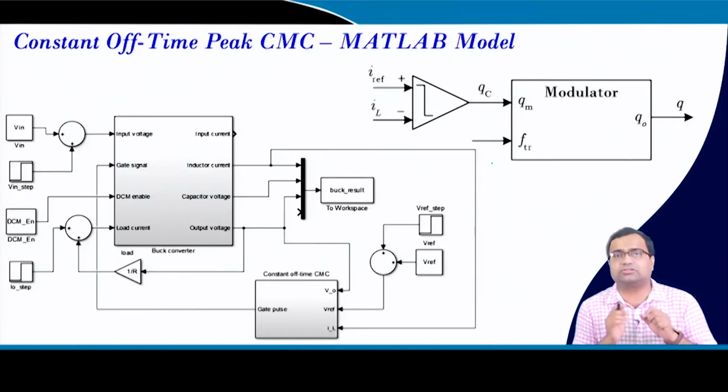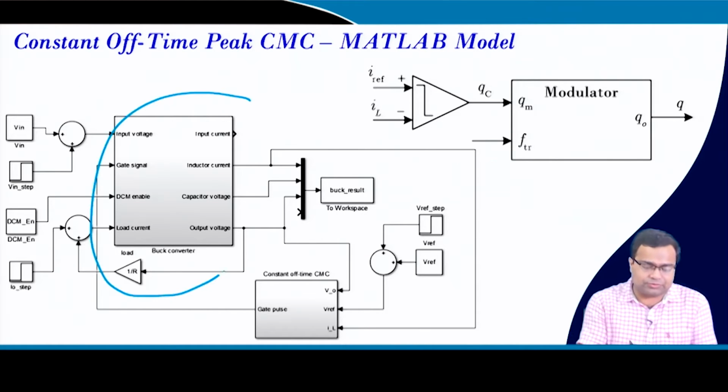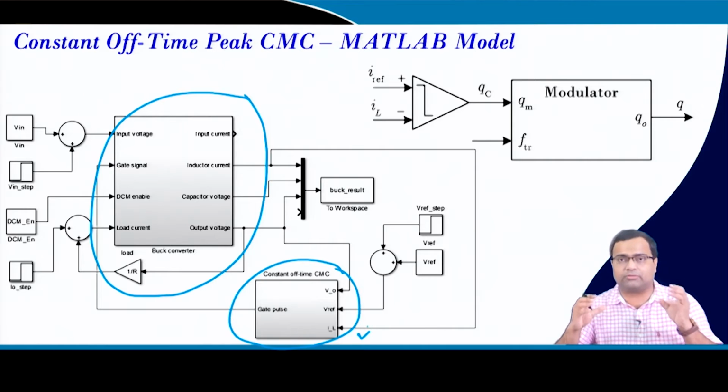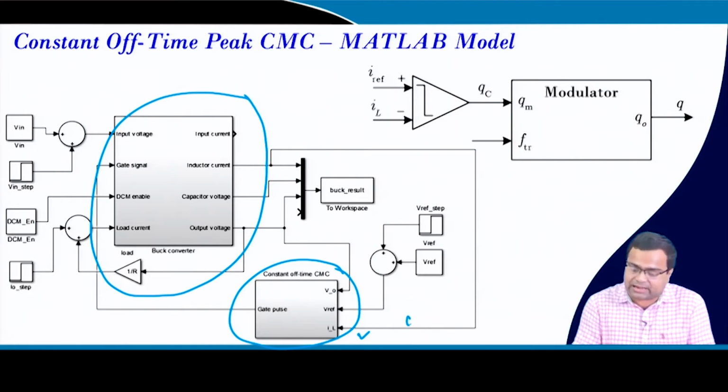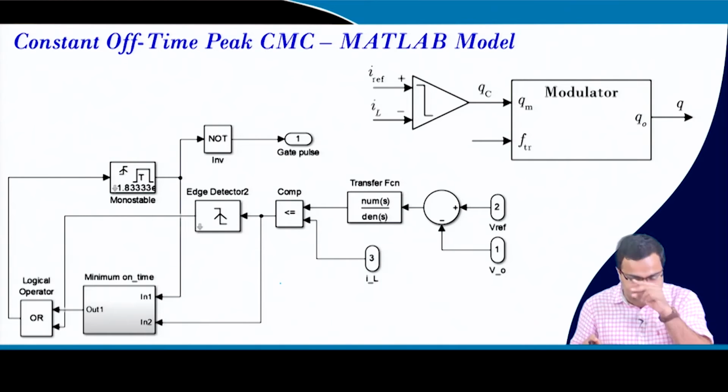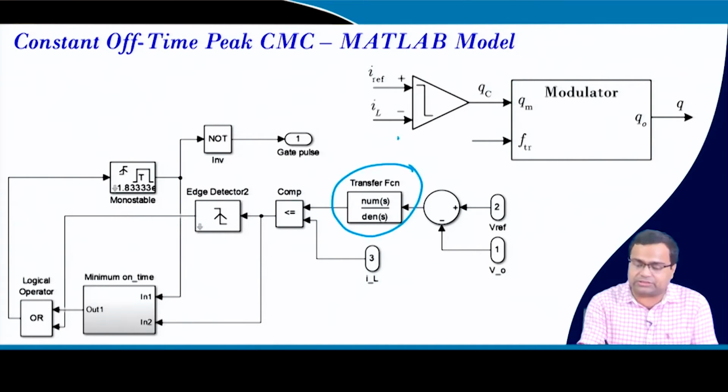So how to implement this constant off time? Again this block is common, so there is no change. We have only changed this block, okay, and we need a current feedback. All the control techniques we are talking about are current based control, so the current feedback is essential. Since we want to regulate the output voltage, the reference voltage and the output voltage should be there. If we go inside this block, then again the controller is common. This is our GC controller, and this you can think of as a reference current, okay.